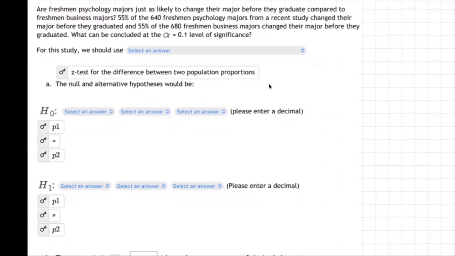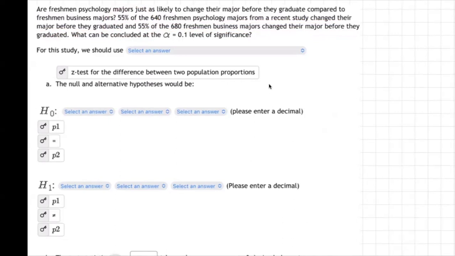Well, they did a study and they found that 55% of 640 freshman psych majors in a recent study changed their major before they graduated, and 55% of 680 freshman business majors changed their major. Looks like the same, doesn't it? I mean, those are exactly the same. But maybe that was just luck. That's what the calculator will tell us about.